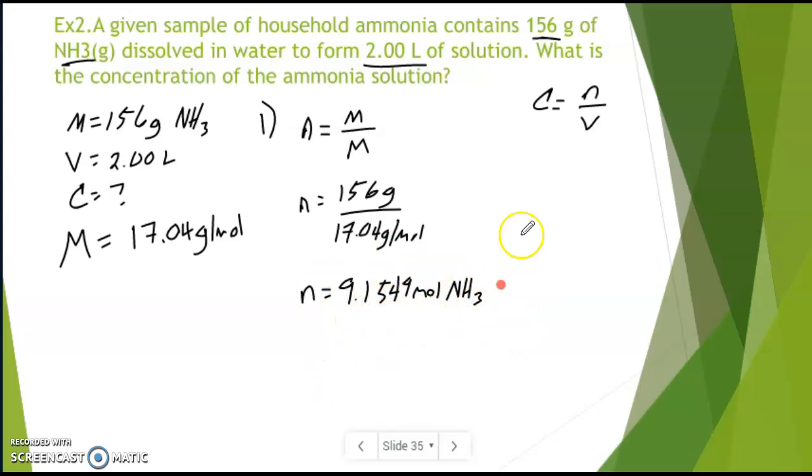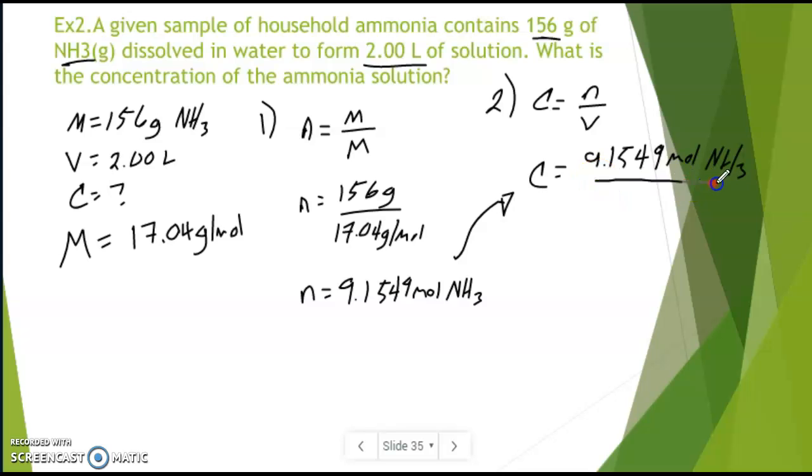Now that we have our n value, we can go to our second step, and that's actually calculating the concentration. C equals n over V. We have 9.1549 moles of NH3. So that's what we just found down here, and we brought it up to this new calculation here. And we divide by our volume of 2.00 liters.